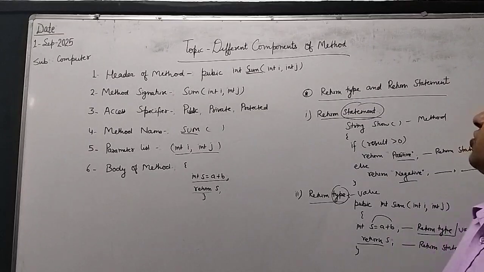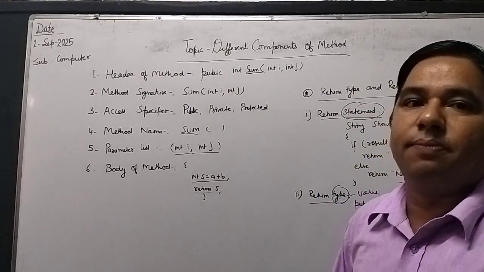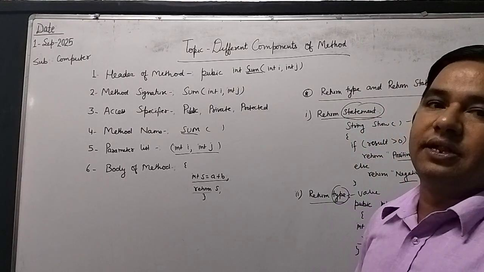So these are the different components of a method. I hope you have understood it. Just revise it properly and make notes. If you have any doubt, we will clear it in the next class.